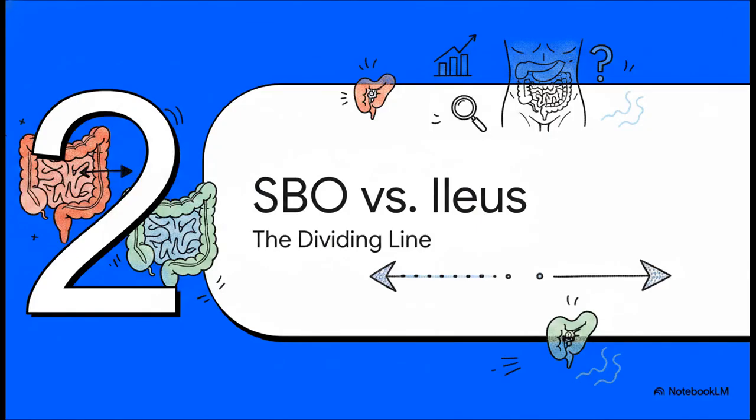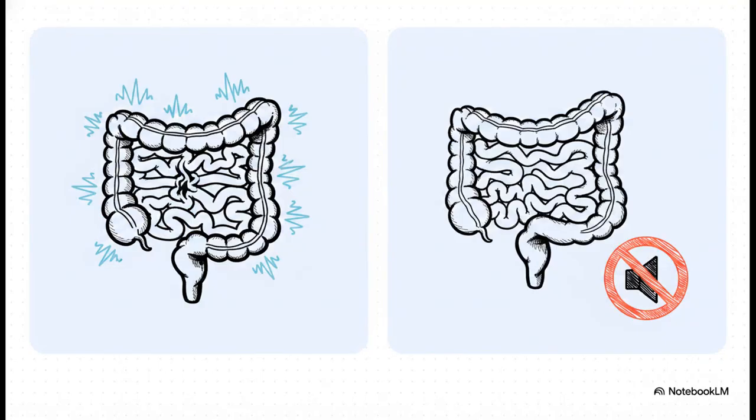Moving right along to Module 2, small bowel obstruction versus paralytic ileus. This is our diagnostic dividing line. As we travel further down the GI tract, it's all about figuring out, is this a physical mechanical blockage, or is the bowel just functionally stunned? You have to interrogate those bowel sounds.